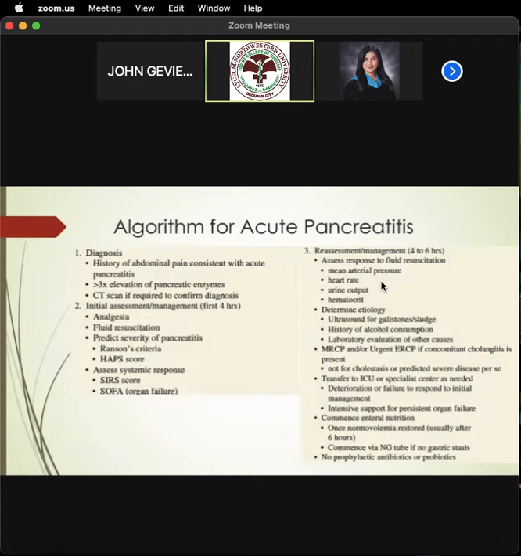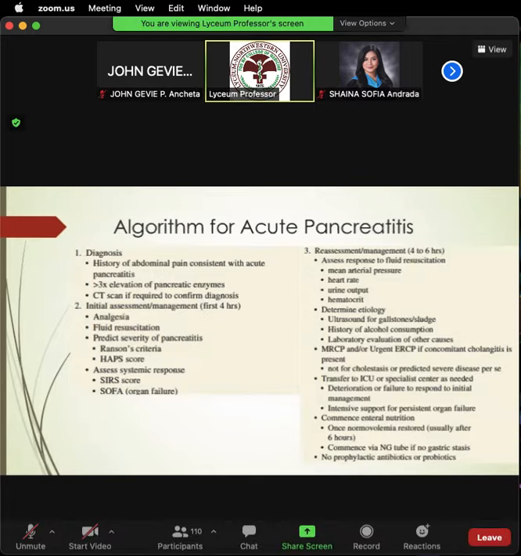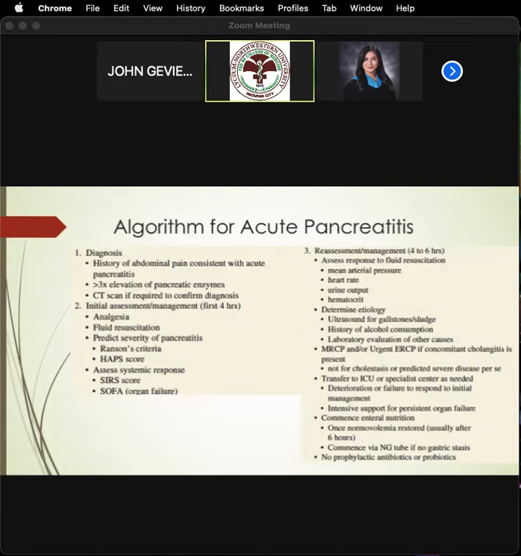Then, initially you will order NPO, okay, nil per os. But once your patient has normovolemia, after 6 hours of fluid resuscitation, you may commence enteral nutrition. Okay? So, commence via nasogastric tube if there's no gastric stasis.